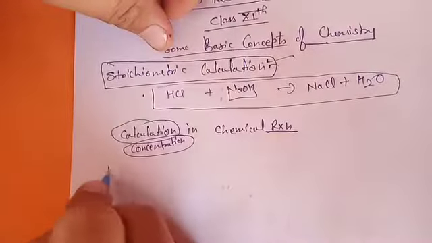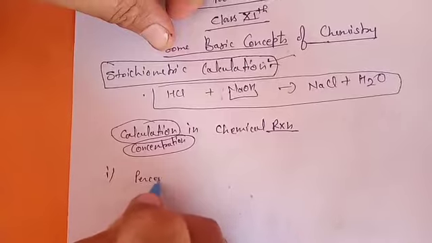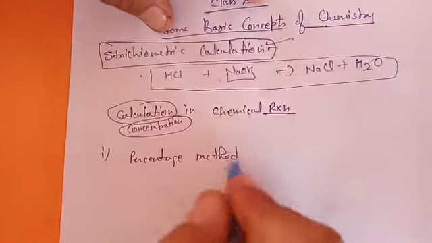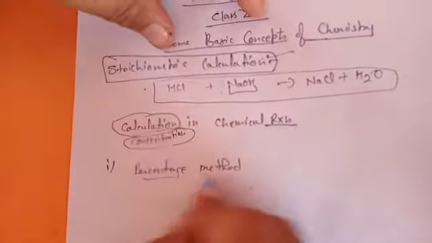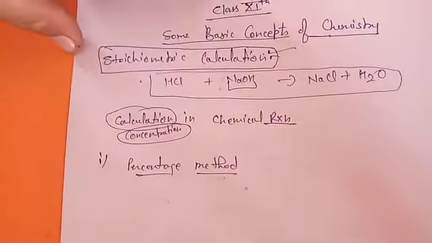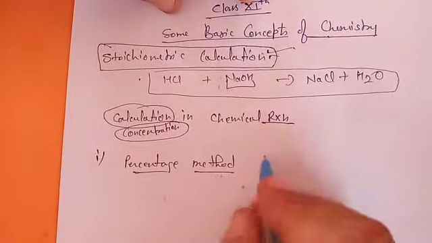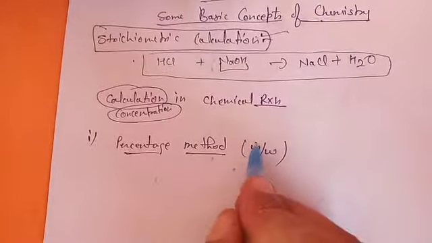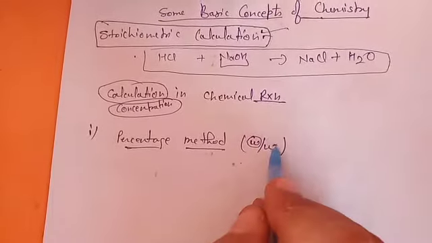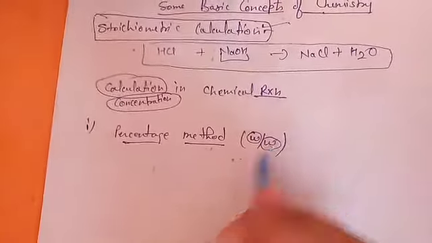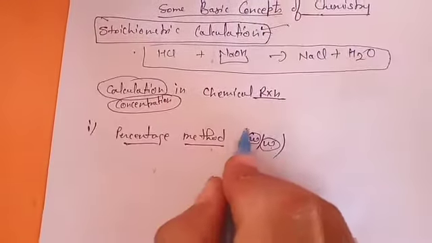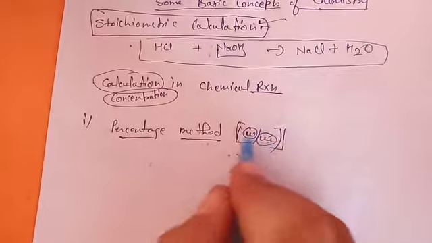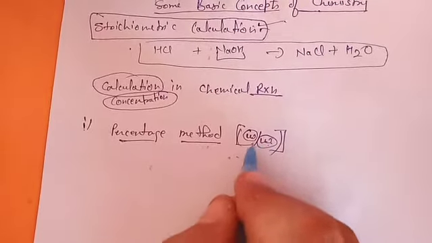So the first, simplest method is the percentage method. This percentage method for calculating can be obtained in different ways. W by W means weight by weight, meaning the solute is also measured in weight and the solvent is also measured in weight. It is used when some solid is mixed with another solid. This concentration term is used at that time.